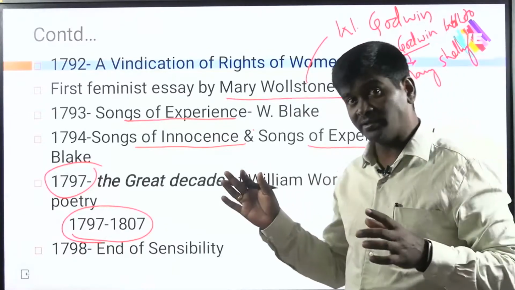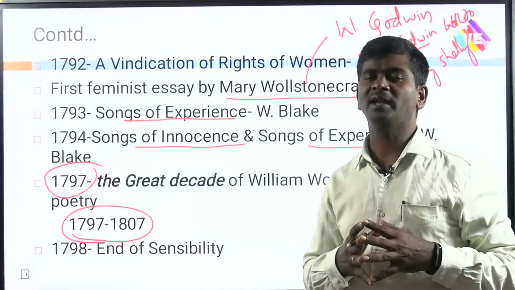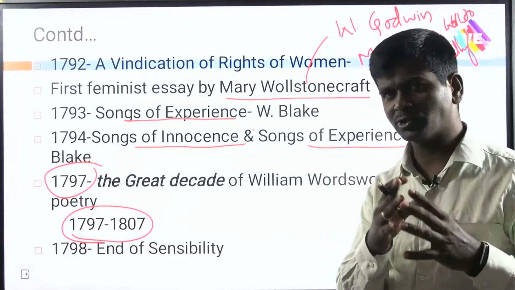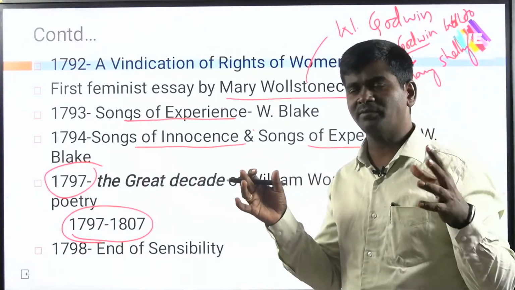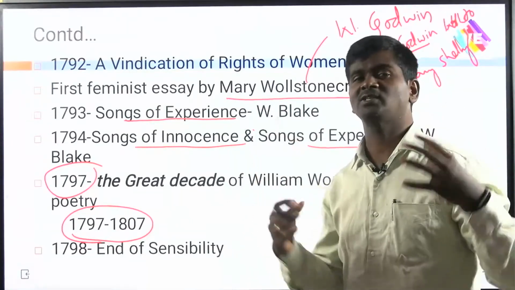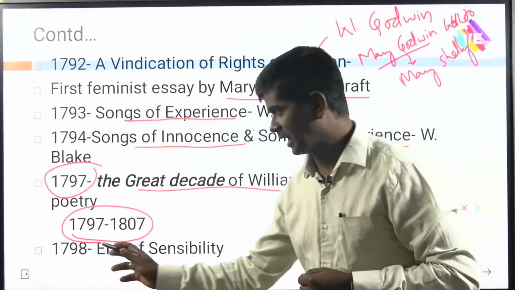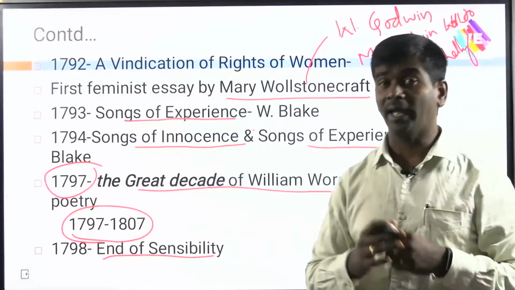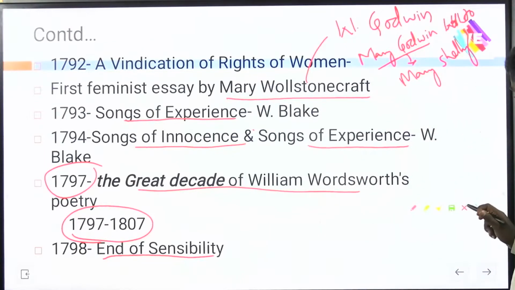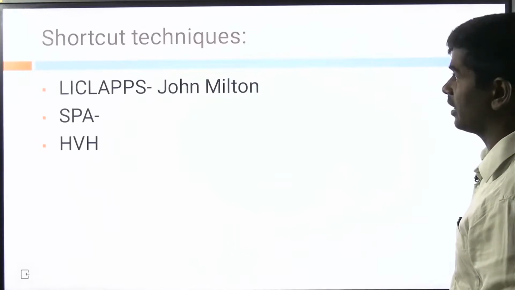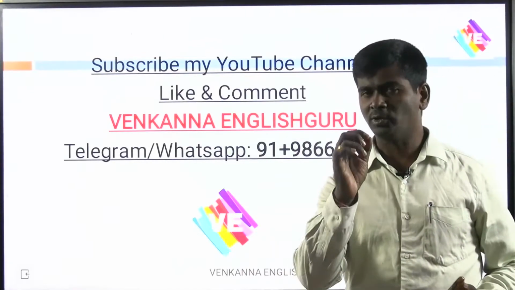In 1798, the Lyrical Ballads, the greatest work of Wordsworth, and in 1807, Resolution and Independence, a popular work by Wordsworth. These two mark the period between 1797 and 1807, when Wordsworth produced the greatest work of his life. That's the great decade of William Wordsworth's poetry. And 1798 is the end of sensibility, the end of neoclassical literature. That's what I wanted to talk about with regard to the Age of Sensibility, my friends, and this is the introduction to the neoclassical period.